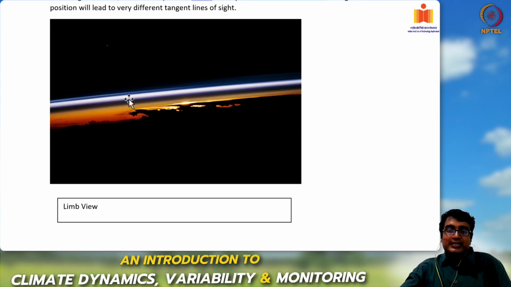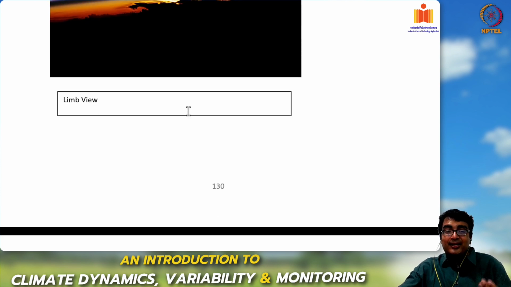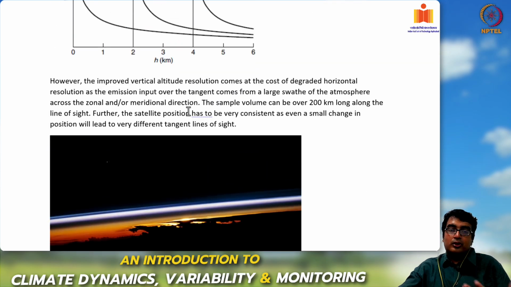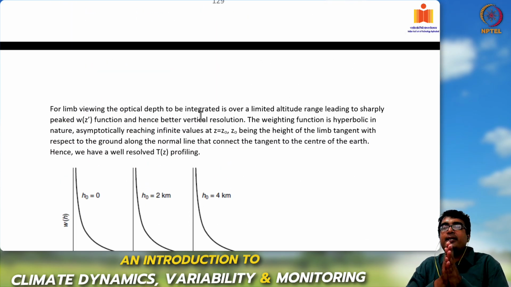Okay, so this is a picture of how solar occultation looks when the sun is just about to rise and set, and this is the thin layer of the atmosphere through which it is rising and setting. So this is another technique, solar occultation. Based on this, you can get species measurements, temperature measurements, and density measurements.